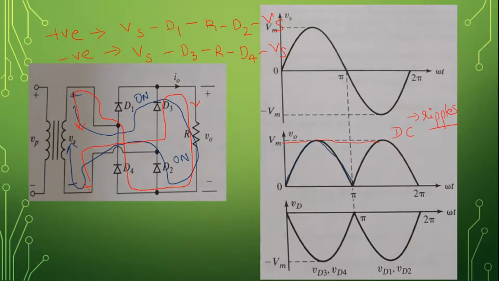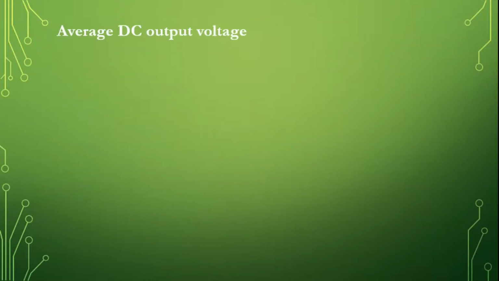Here in this full wave rectifier, we can observe that when D1 and D2 are conducting, the voltage which appears across D3 and D4 is just equal to Vm, its negative value. So peak inverse voltage of a full wave bridge rectifier is equal to Vm. So well, let us find what is the average value of the output voltage. So how do we find the average value of the output voltage?